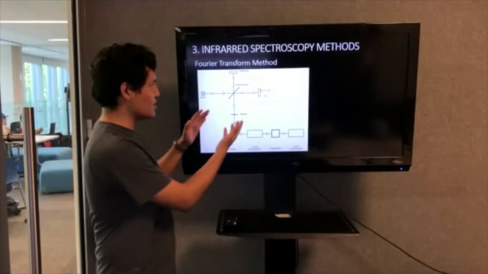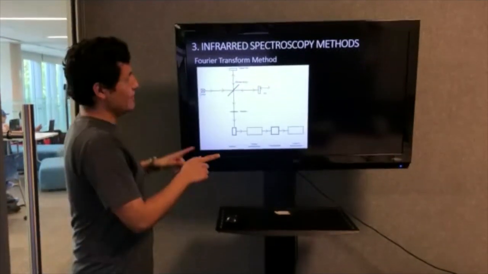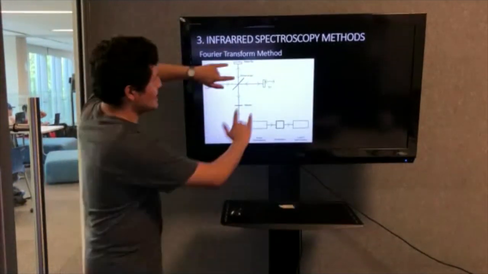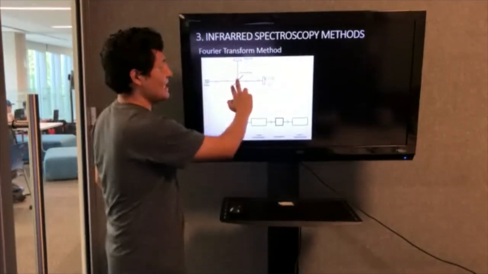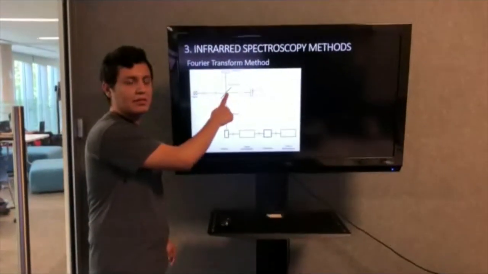Now, this works by shooting a beam from here, and then the beam splitter makes the beams go in two directions. At first, the distances of these two mirrors to the beam splitter will be the same, and thus we will have constructive interference here.